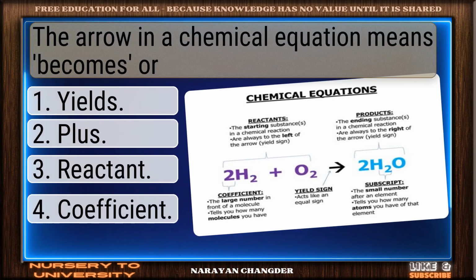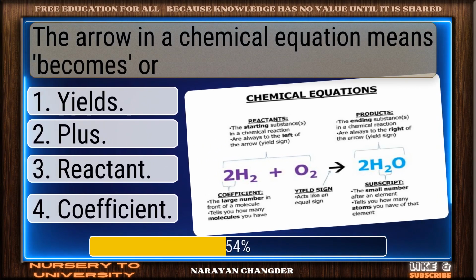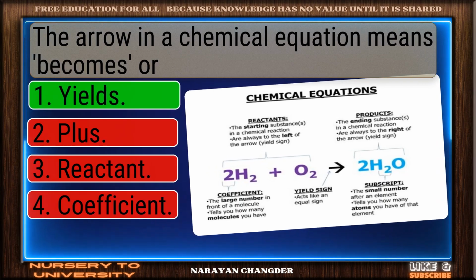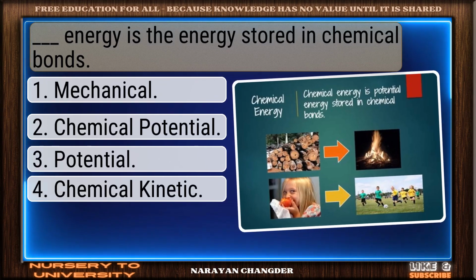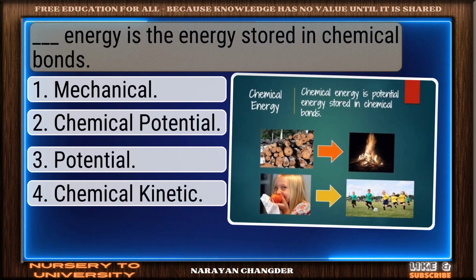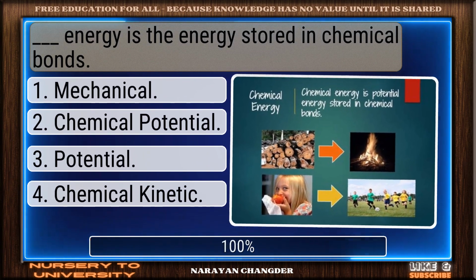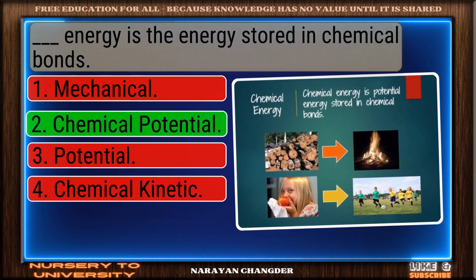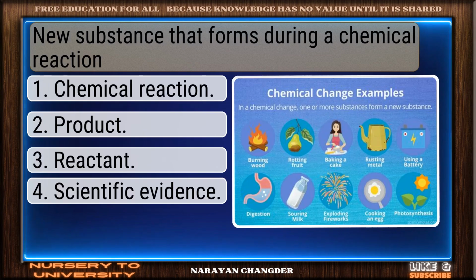The arrow in a chemical equation means becomes or. Right choice. Yields is the best answer. Dash energy is the energy stored in chemical bonds. Nice selection. Chemical potential is the correct and valid answer.